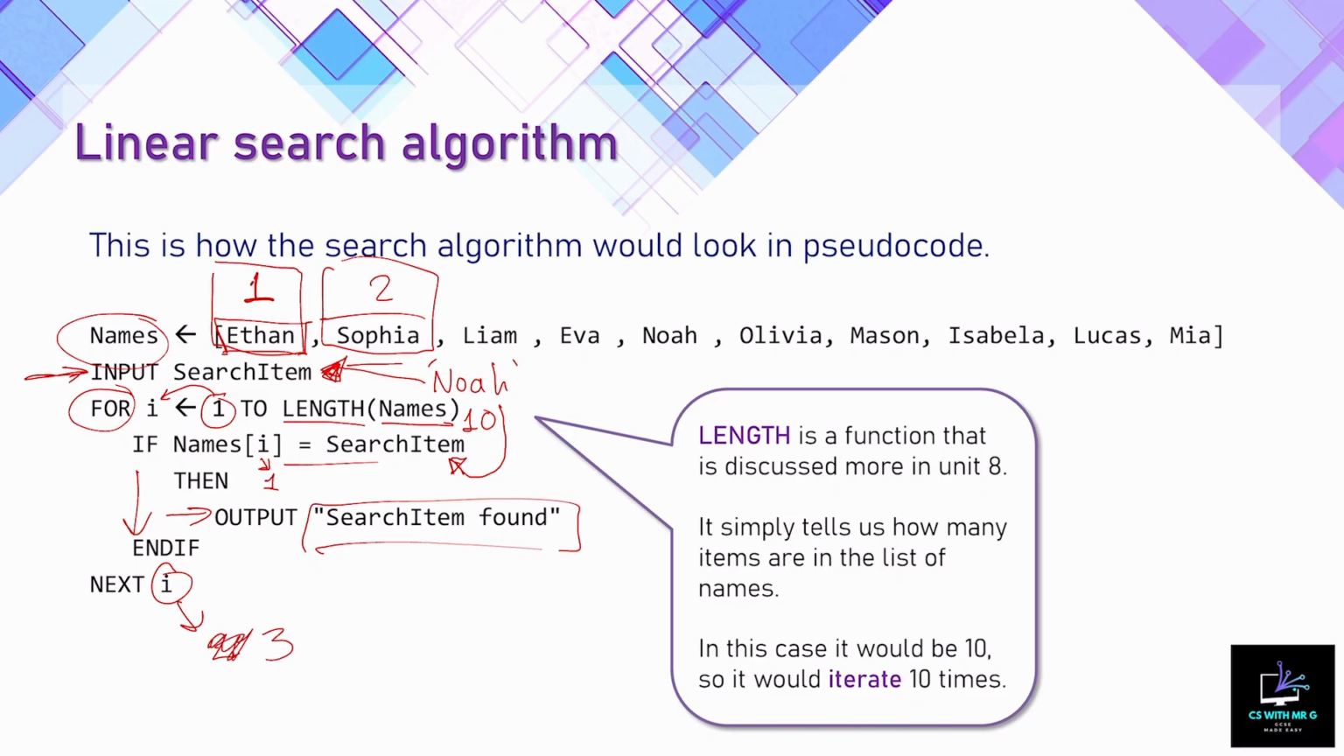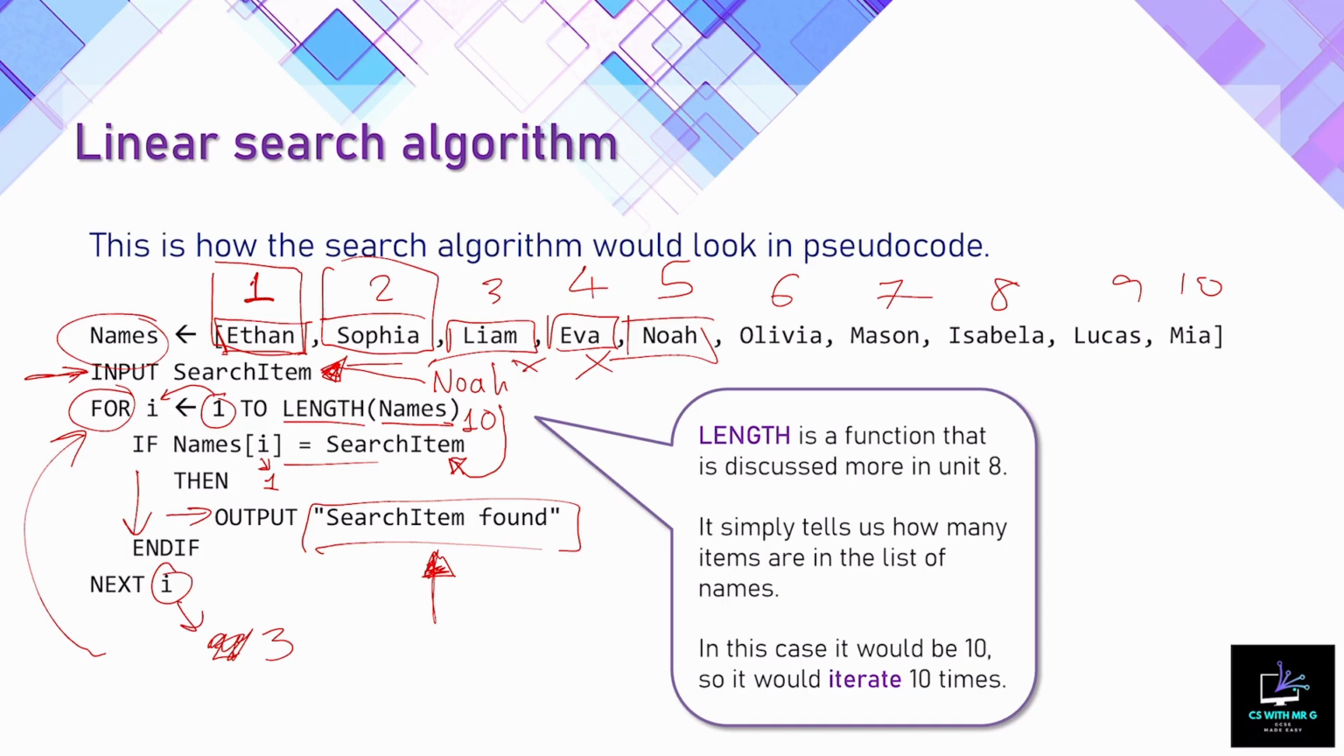Next, i becomes 3, which is now Liam, no match found. Next, item 4, we check Eva, no match. And then finally, Noah is found in position 5. So this would output "search item found", but in this case the loop would continue all the way until it reaches number 10 at the end. But obviously Noah is only in this list once, so it would only output "search item found" once.